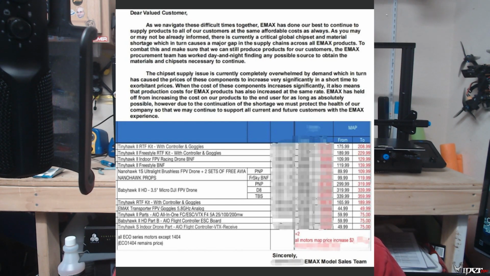So this is pretty much their entire product line. It's increased by about $20 to $30 depending on the product. Even the Emax Eco motors are going up about $2, besides the 1404 motors. Those are going to be staying the same.